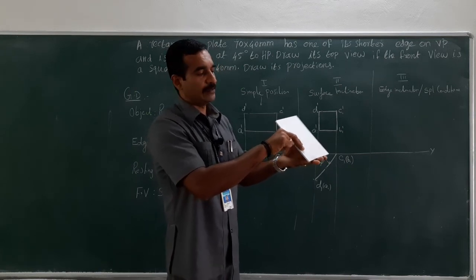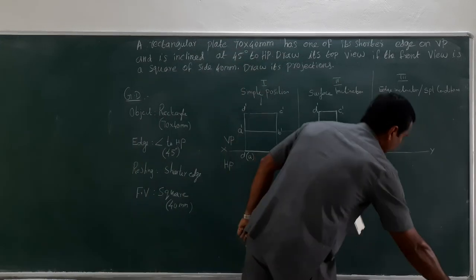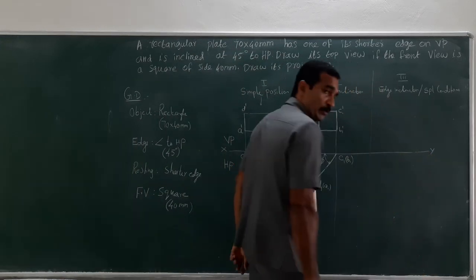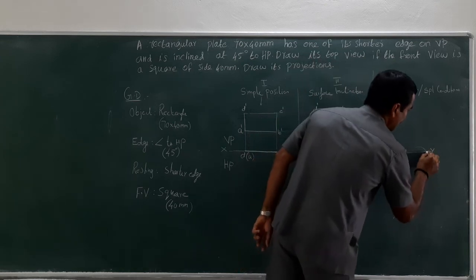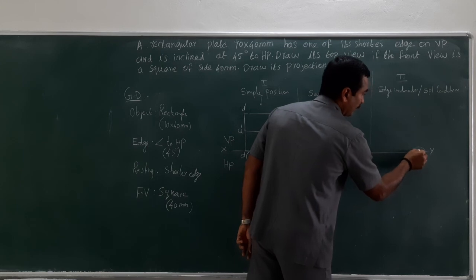Now, how can that be done? By doing this, right? So keep a point here and keep a protractor in this manner. Now draw a line of 45 degrees in this manner.